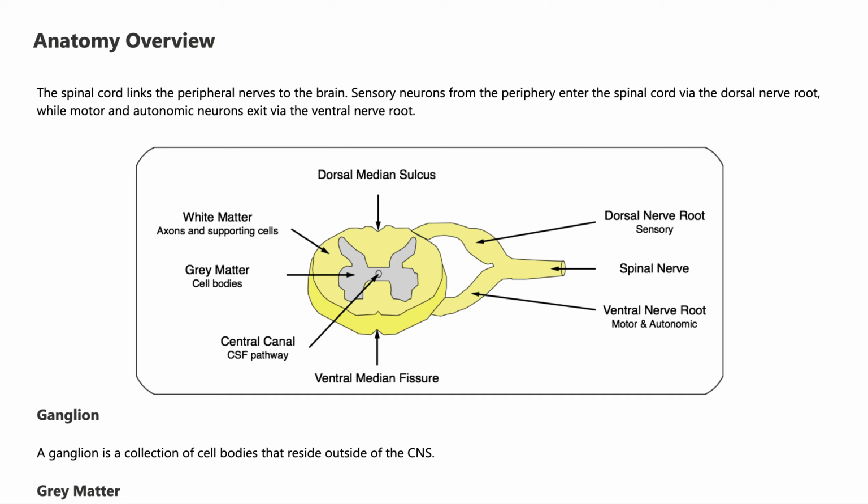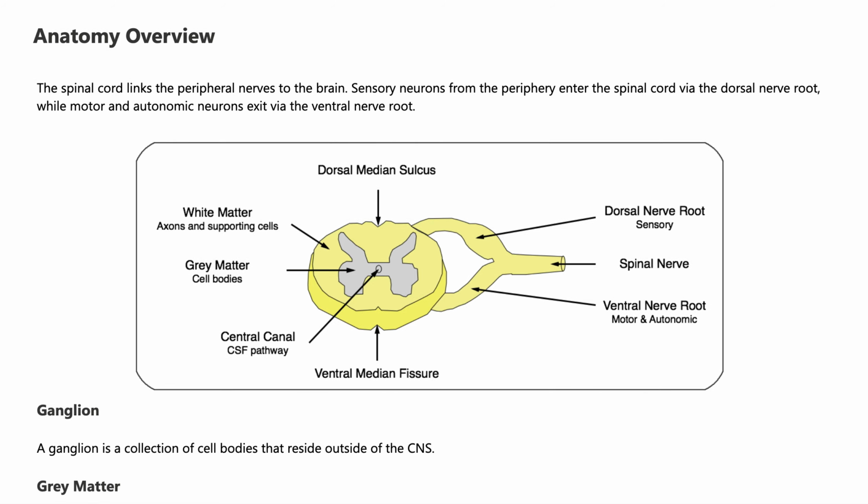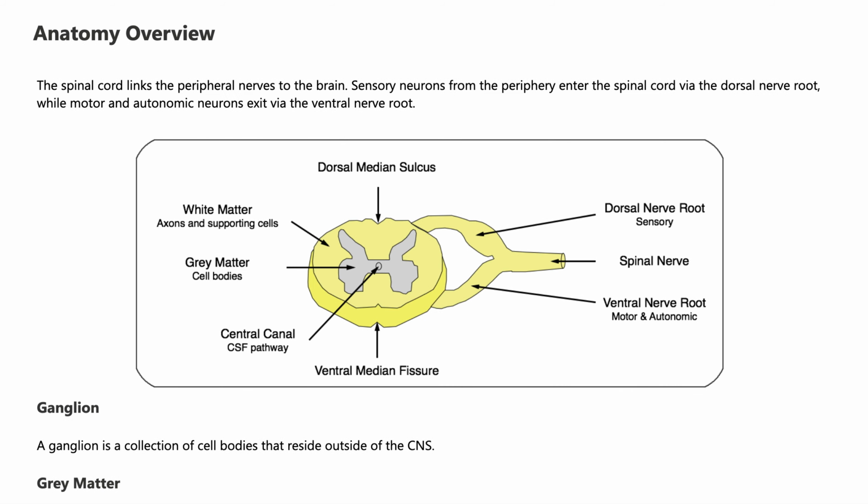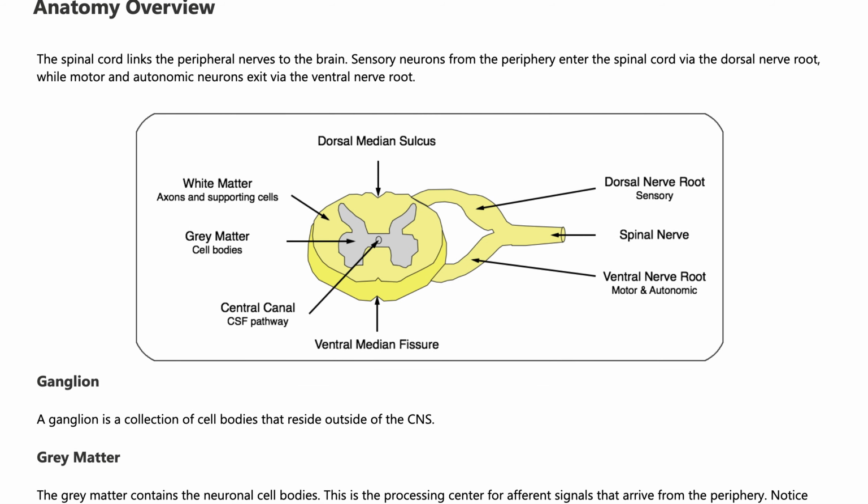Next, we're going to talk about the anatomy of the spinal cord. The spinal cord links the peripheral nerves to the brain. Sensory neurons from the periphery enter the spinal cord via the dorsal nerve root, while motor and autonomic neurons exit via the ventral nerve root. The picture below illustrates the various anatomical aspects of the spinal cord and ventral and dorsal roots.